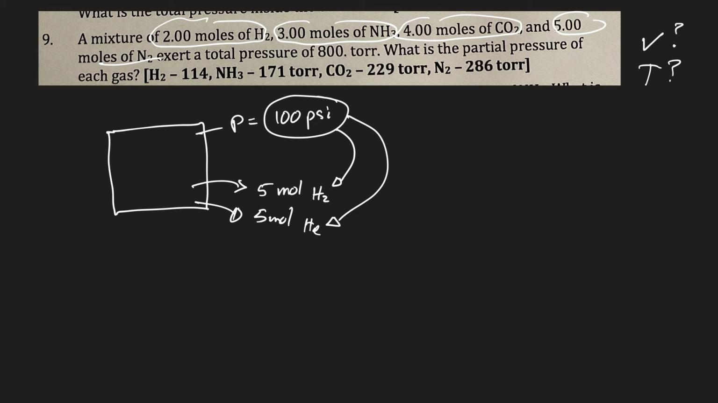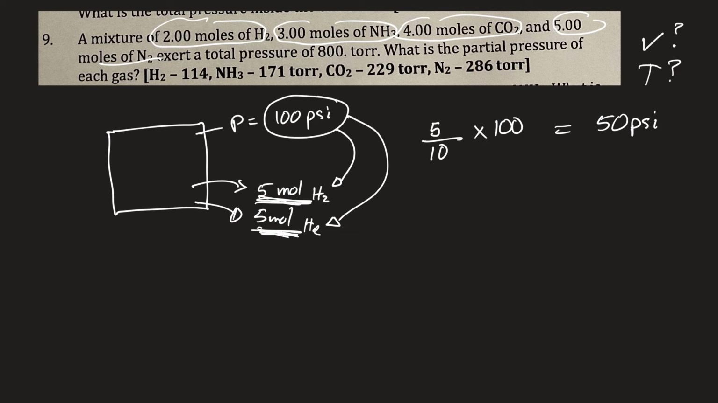50-50. Have to be 50 each, right? Yeah. Because you got 5 moles and 5 moles, so altogether that's 10. So this has got to be giving me half of it, and this has got to be giving me the other half. Or in other words, for hydrogen, 5 out of the 10 moles that are there, that's the ratio it has, times the total pressure. So a half of 100 is going to be 50 psi for hydrogen. And then the same for the other.